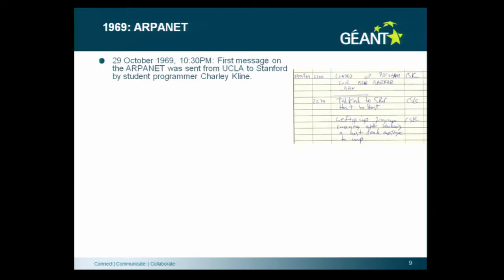So 1969 was the start of the ARPANET. There was a message sent from UCLA to Stanford by Charlie Kline, and that message was? About a forgotten razor. It was "lo." Well, it's another first message. It was "lo." Actually, he tried to type "login," but when he got to the G, the system crashed.